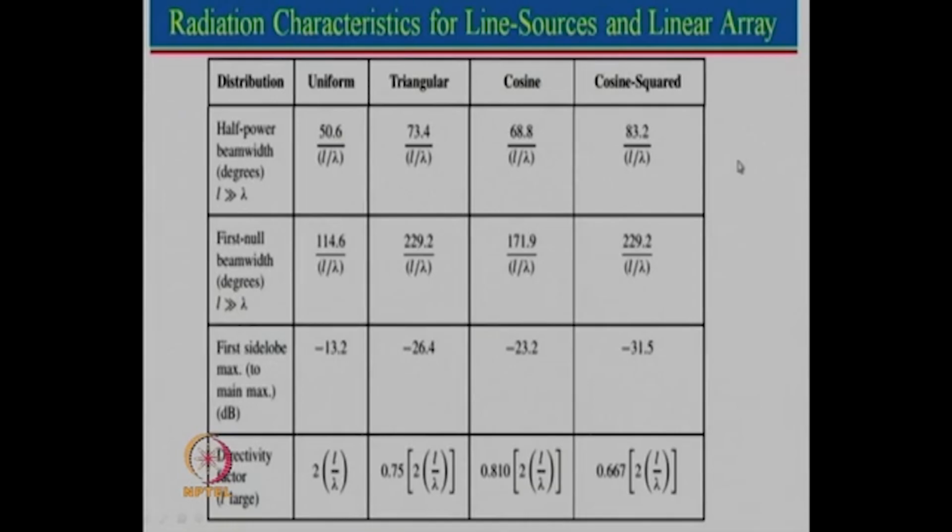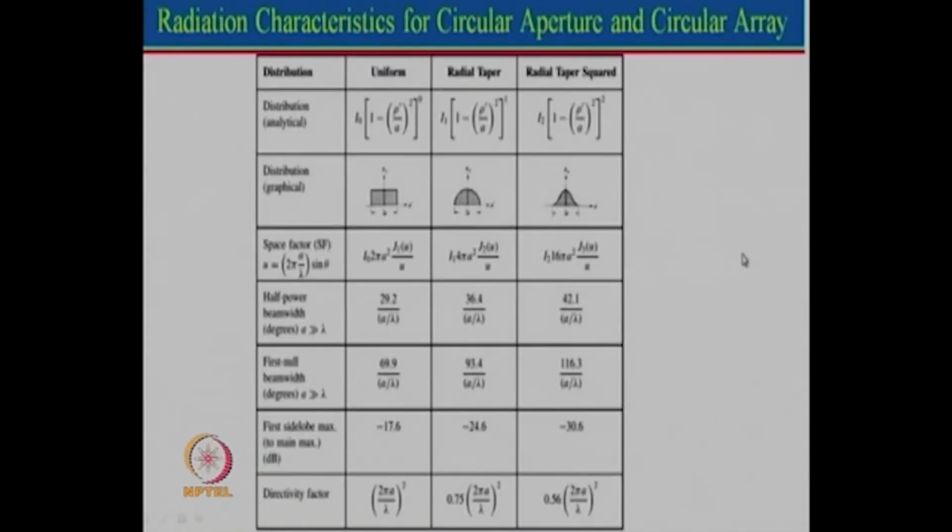source that can be extended to the square, but if we use a circular aperture or circular array, what we see now here, if the distribution is uniform, a radial taper, it is going from 0 to the outward, or the radial tapered square. So, if we use a circular aperture, what we see here is that for uniform distribution the side lobe level is minus 17.6, whereas for a uniform square aperture it was 13.2. So, from 13.2 it has reduced to 17.6.